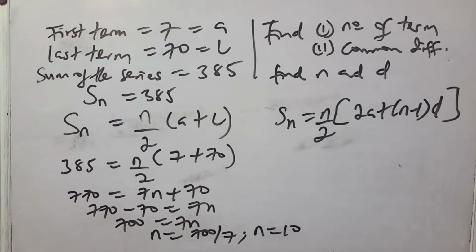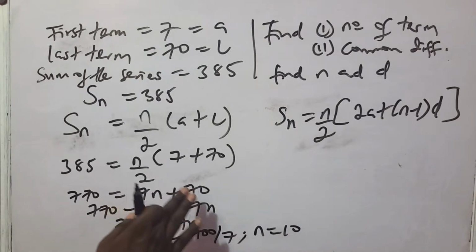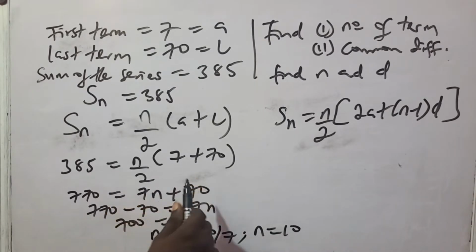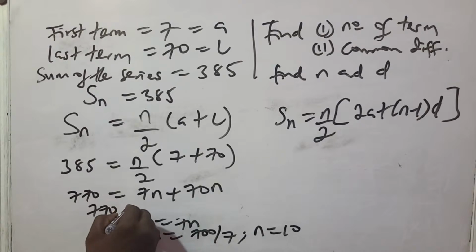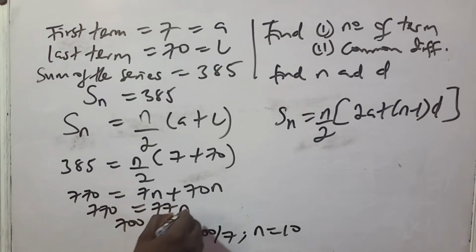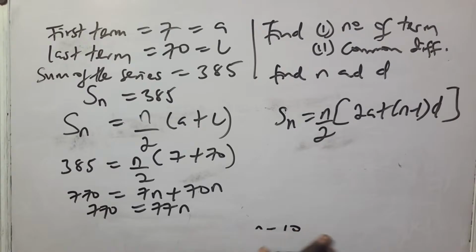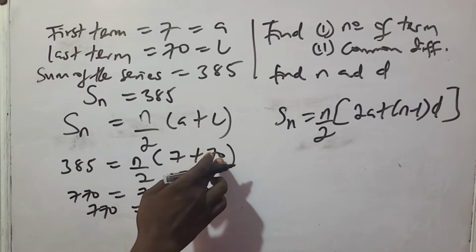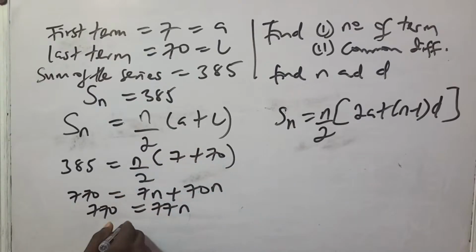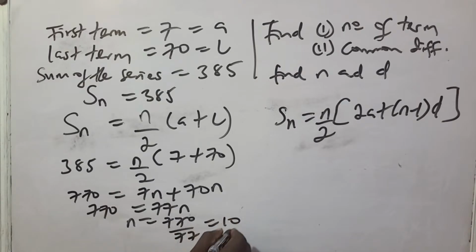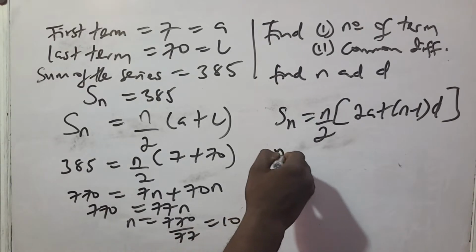Oh, sorry, I made a mistake in this. This is supposed to be 70n. That was a mistake, sorry. So it's supposed to be 770 equals 77n. Sorry, this was all wrong because I forgot that they're the same thing. It's supposed to be 77n. So we have our n equals 770 over 77, which is 10. So our n is 10.